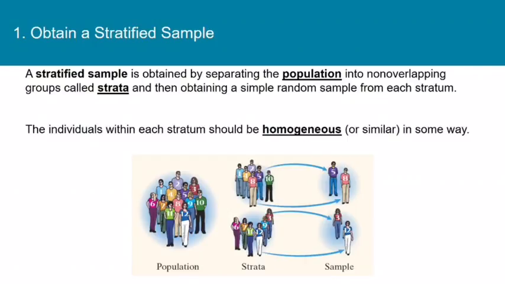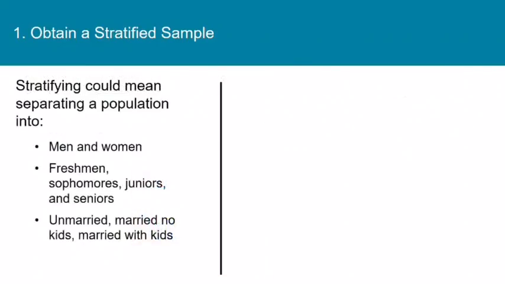Well, it may be that the population as a whole is just too large to manage. Or it may be that you want to make sure that every group within the population is fairly represented, and separating the population into groups allows you to control what percent of the sample each group makes up. Now, stratifying could mean separating the population into men and women, or freshmen, sophomores, juniors, and seniors, or unmarried people, married people with no kids, married people with kids. There are lots of different ways that you could separate a population into strata, and it really depends on what you're going to use the sample for.